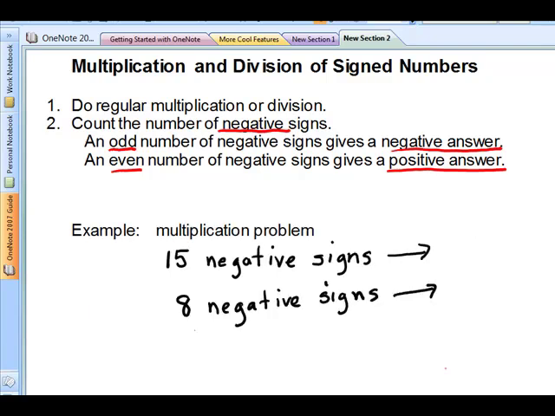Let's review for a moment. Say we have a multiplication problem, and in it we have 15 negative signs. 15 is an odd number, so we will get a negative answer. We have a multiplication with 8 negative signs. 8 is an even number, so we will get a positive answer.